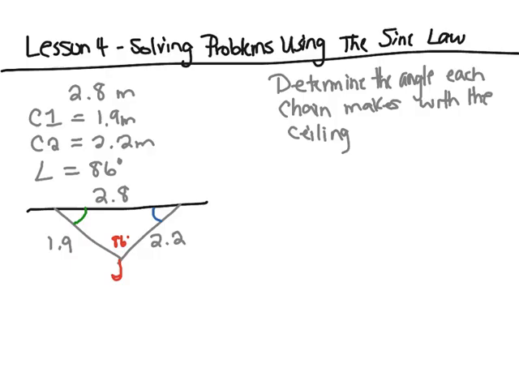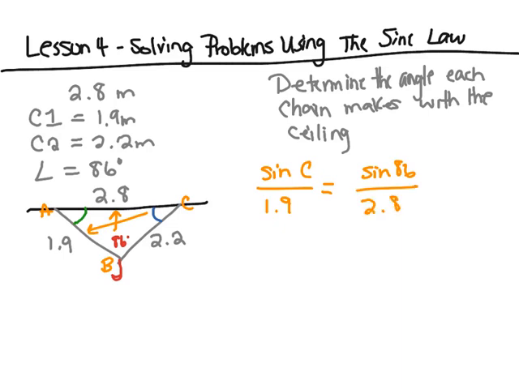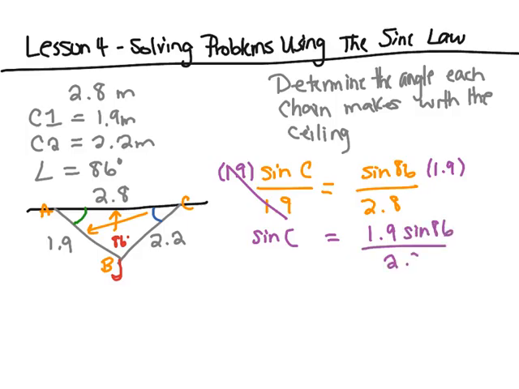So we're going to use the sine ratio. We want to find an angle, so this angle goes on top. Let's call this A, B, and C. So the sine of C is opposite of 1.9. And the side where we know the angle and the length is this one: the sine of 86 over 2.8. Now we're going to multiply by our denominator, which is 1.9. These will cancel. So sine of C will equal 1.9 sine 86 divided by 2.8.